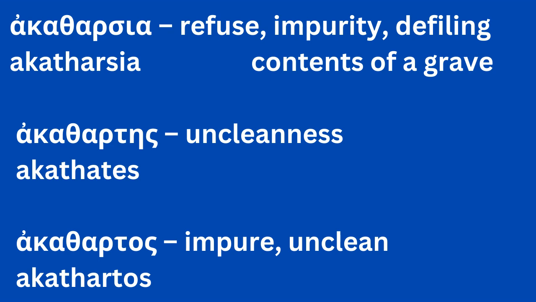Then we get akathartes, which is also feminine, but it is uncleanness, the quality of uncleanness. And then we get akathartos, which is the masculine, and it is something or someone who is impure or unclean. So you see how the masculine-feminine dichotomy plays out again, looking at the characteristic or the quality versus having that applied to a person or a thing.